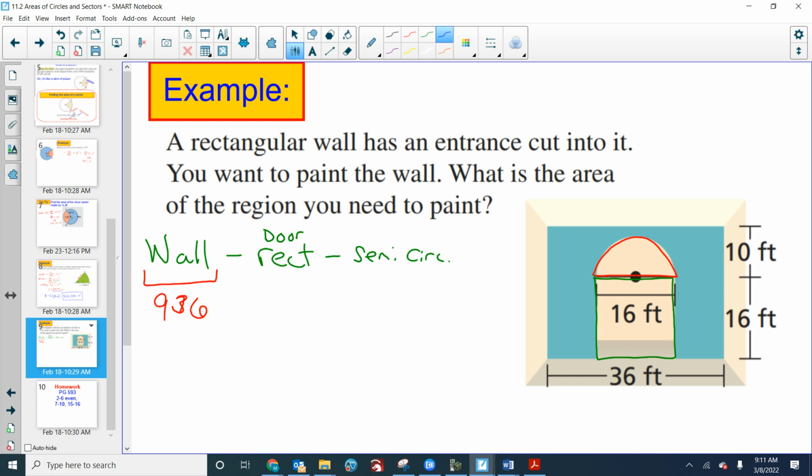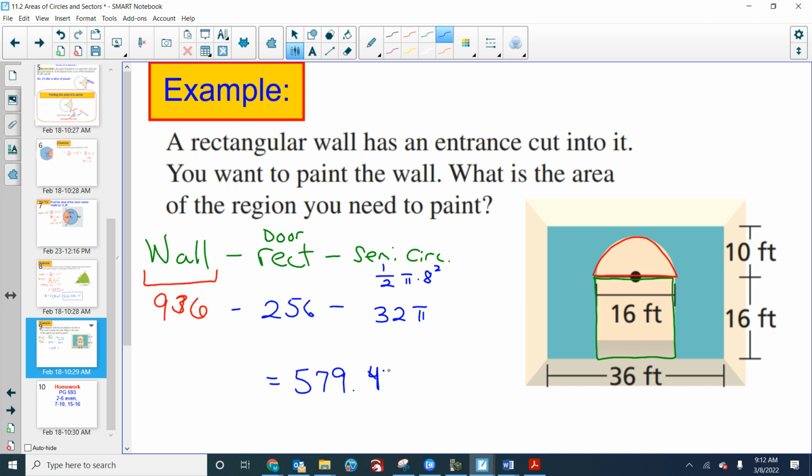Here's the answer. The first thing you do, 16 times 16, you get this. 16 times 16 is right here. 16 divided by 2 is the radius. You put 8 squared, 64, 64 pi. This is the area of the semicircle, yes.